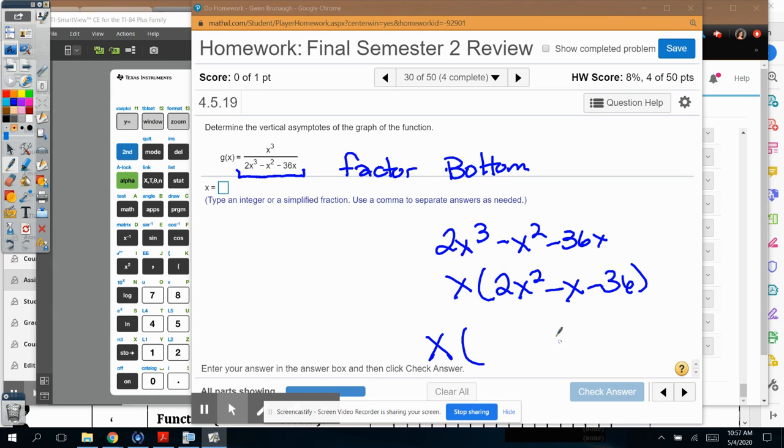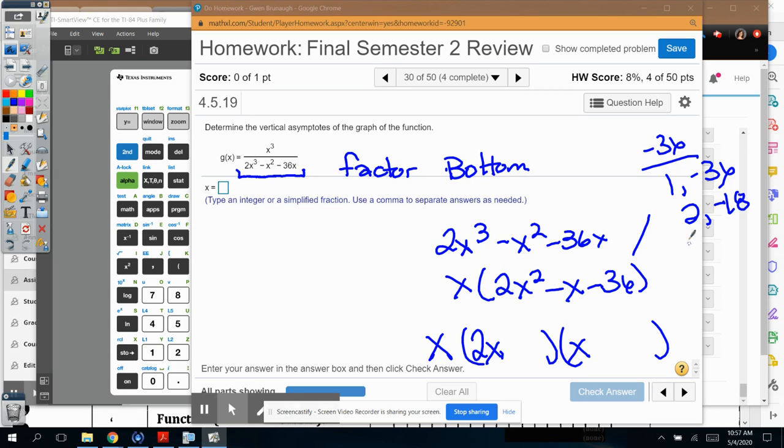And then I have to factor the bottom here. And unfortunately, I have to use guess and check. There's only one way to use 2x squared. That's 2x and x. Now, for the negative 36, I can use 1 and negative 36, 2 and negative 18, 3 and negative 12, 4 and negative 9, or 6 and negative 6.